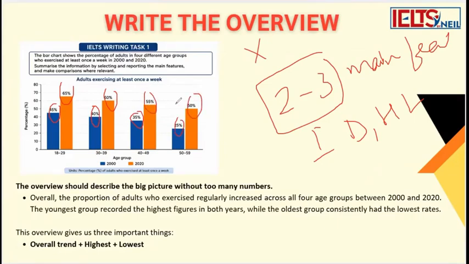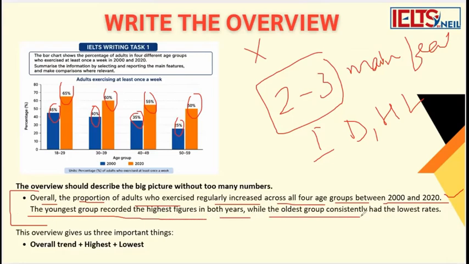Remember this. Okay. Now, if you have a look at this overall statement here: overall, the proportion of adults who exercised regularly increased across all 4 age groups between 2000 and 2020. The youngest age group recorded the highest figures in both years, while the oldest age group consistently had the lowest rates. So I just talked about 2 main features, which is the first one was that all the numbers increased from this to this here, right? And the highest was this and the lowest was this, right?